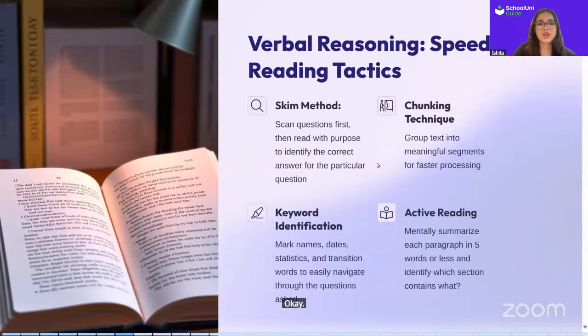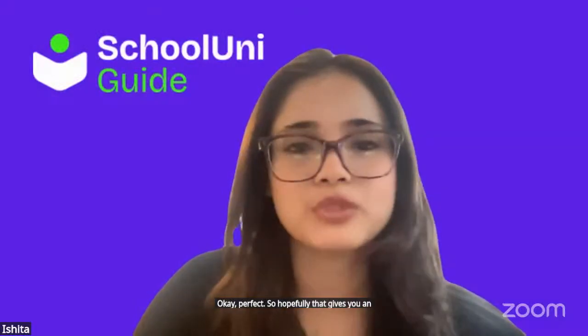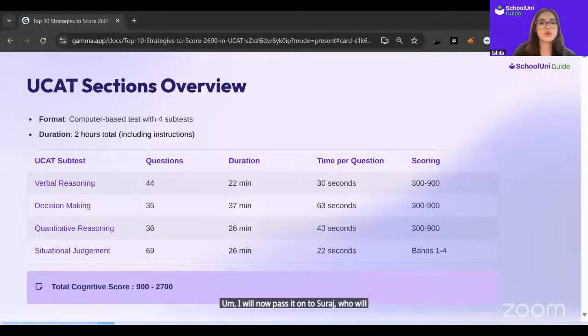Okay, perfect. So hopefully that gives you an overarching glimpse of the UCAT. I will now pass it on to Suraj, who will give a deeper dive into each of these sections.